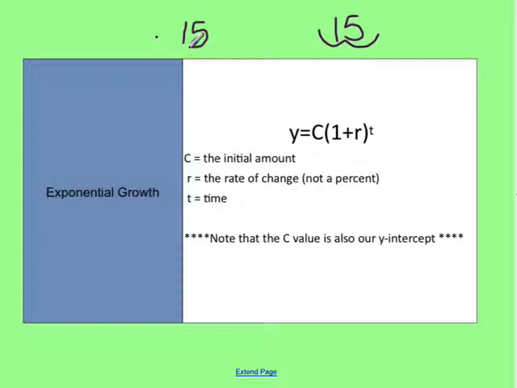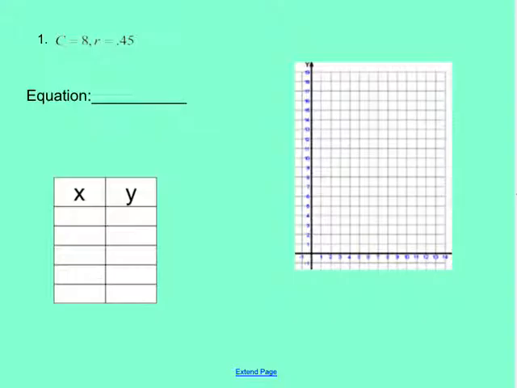And then t is going to represent the time that has passed. One thing you should always note is that your c value is also your y-intercept. So that's where you're going to be crossing the y-axis. So let's go ahead and let's take a look at this.